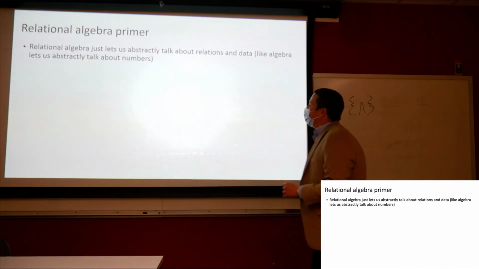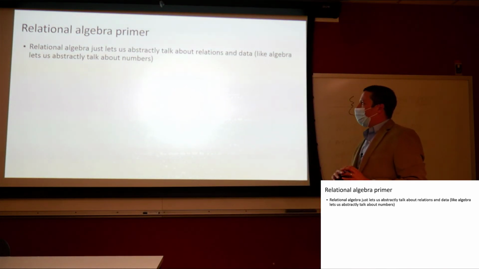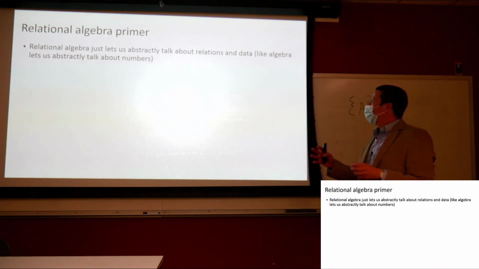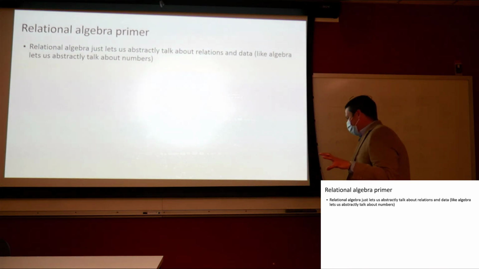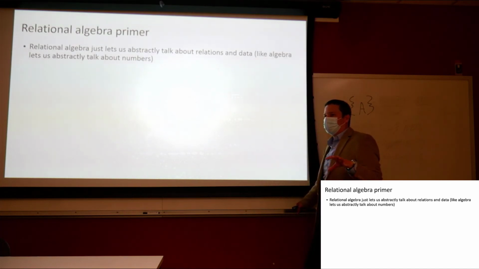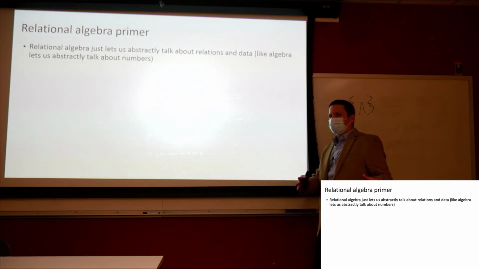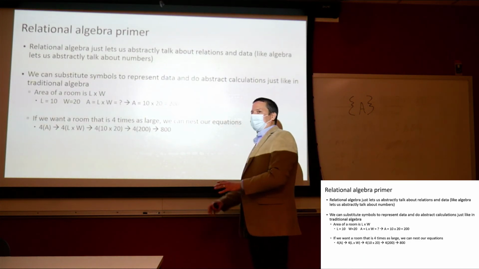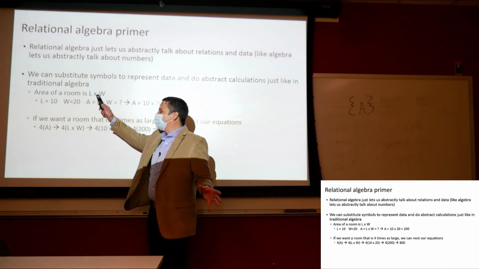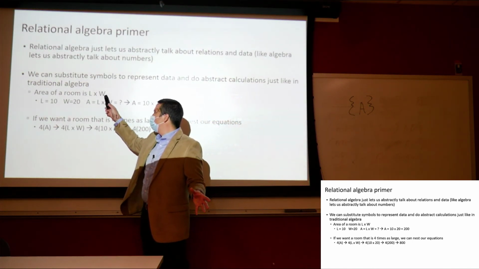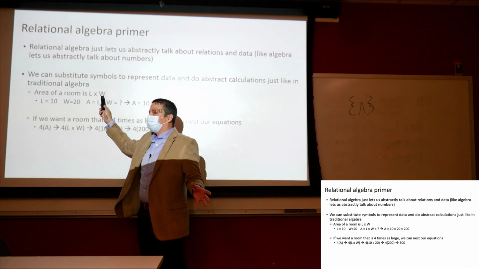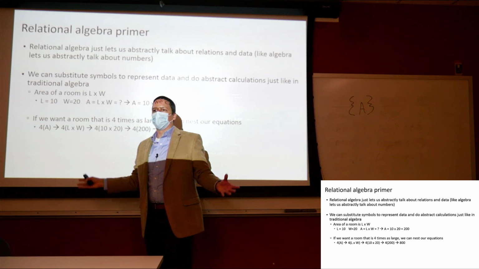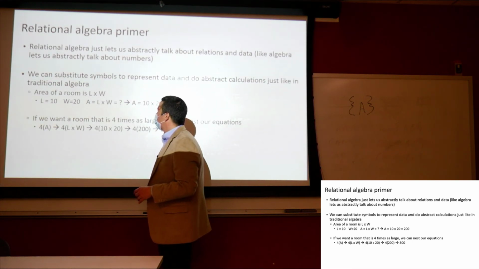So relational algebra basically just lets us kind of abstractly talk about relations and relationships without getting hung up on what the actual attributes and values are, right? Just like regular algebra lets us talk about numbers without using numbers, right? So, you know, a simple algebraic equation would be to say the area of this room is the length times the width, right? And we can operationalize this. We can use this formula to calculate the area of any room or any two-dimensional space, right?